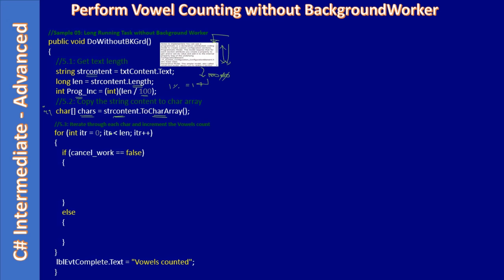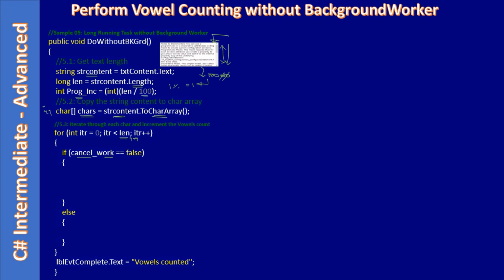Next, if you see, since we have an array of characters, we are running a loop. Based on length we are running it, and since the index starts from 0, if there are 1000 characters, we run this loop till 999. Inside the loop, first we are checking if cancel work is set to false, which means I can proceed with the task. If cancel work is true, then we will land in the else portion.